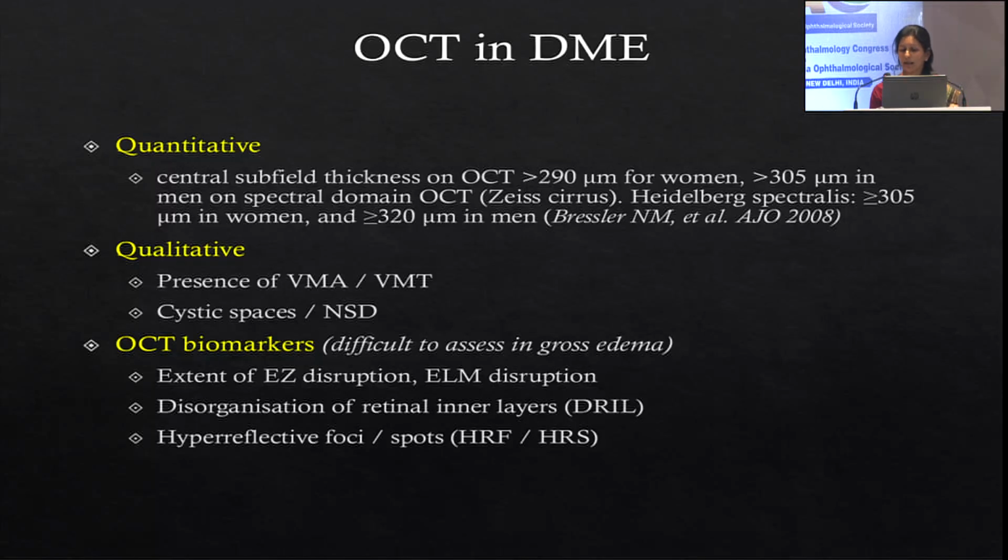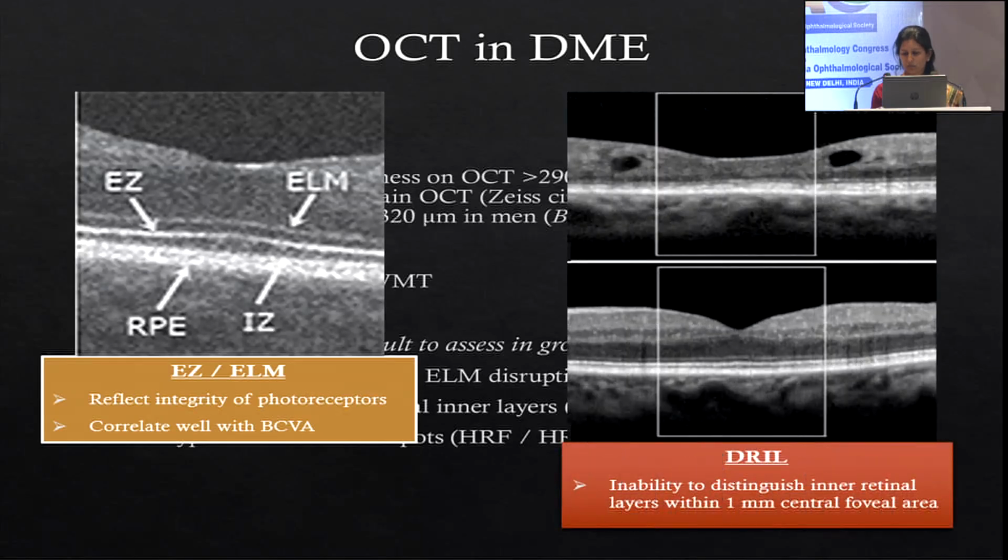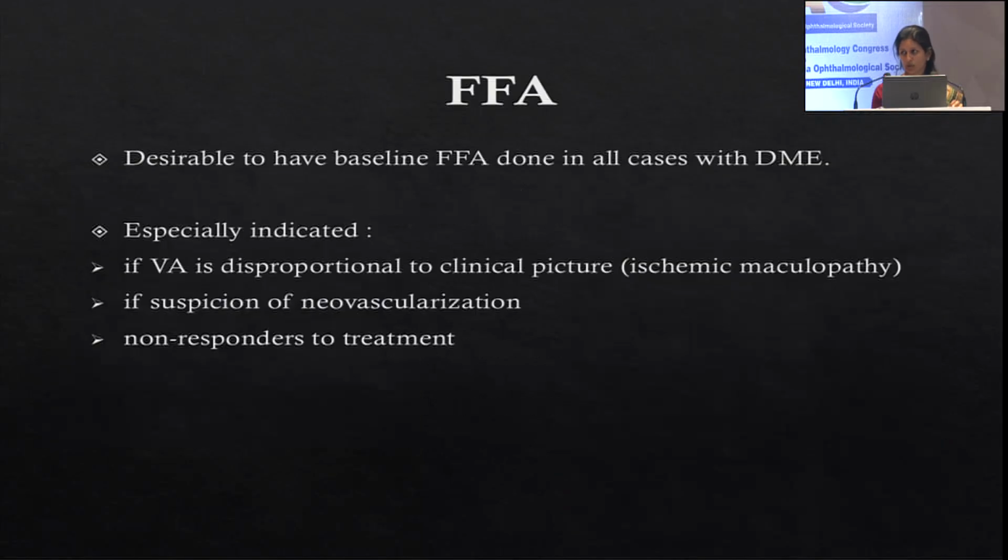It gives us qualitative information where most important is the presence of vitreoretinal traction, in which case the patient might need surgery, and it tells us about the morphology of the edema. And thirdly, the OCT biomarkers, which give us an idea about the visual gain after diabetic retinopathy treatment, which also translates into the visual gain following cataract surgery. So, here you can see this is an enlarged photograph of the layers and presence of DRIL, which can also be a prognostic indicator.